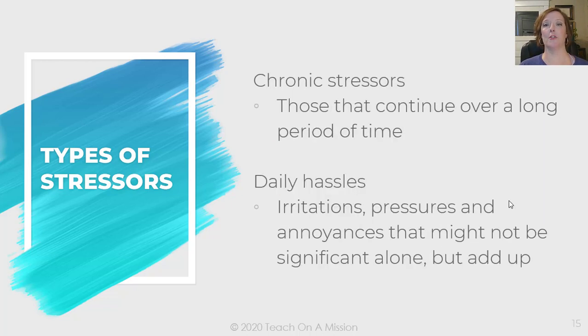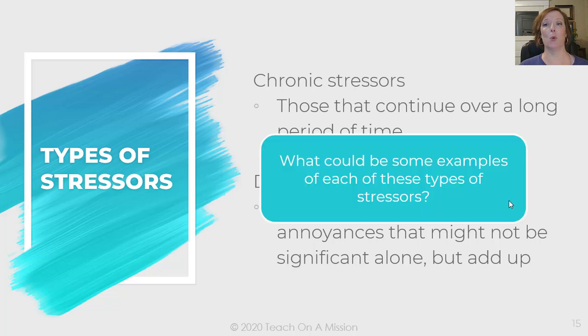Then you have chronic stressors. These are stressors that continue over long periods of time. And then daily hassles. These are irritations or pressures and annoyances that by themselves don't really add up to a lot, but when they are compounded one on top of another, they can be very stressful. So what could be some examples of each of these types of stressors?